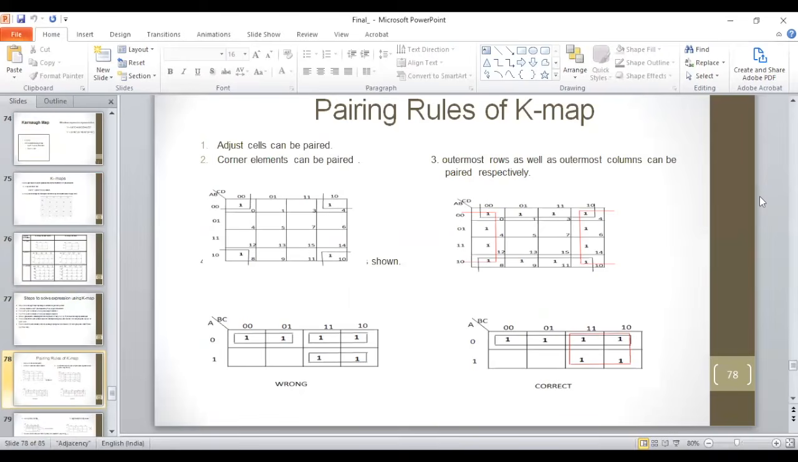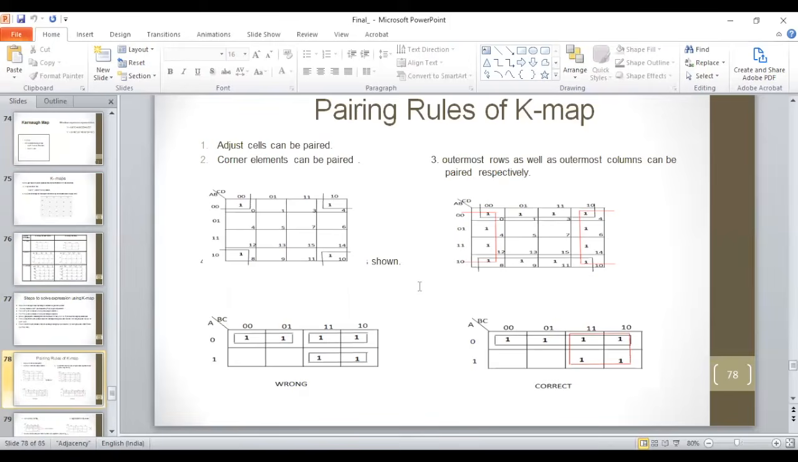The outermost cells can be paired. Corner cells can be paired. Extreme outermost columns can be done. Right. This is a wrong thing, I keep it in front of you. The only thumb rule for the K-map: we go first of all with octet, then quad, and then doublet. So wherever the doublet is there, we have to go with the quad. Where the quad is not available, we have to go with the octet. If octet is not available, then we can go with the quad and doublet. I hope I make it clear.